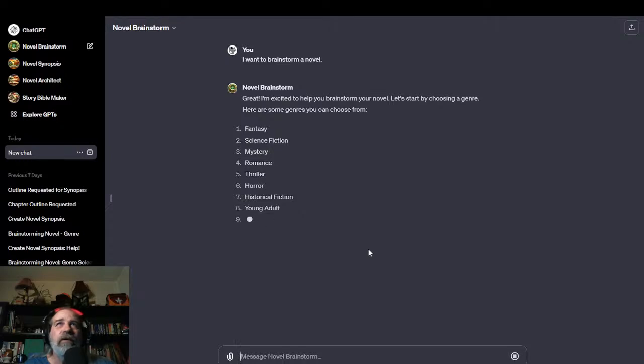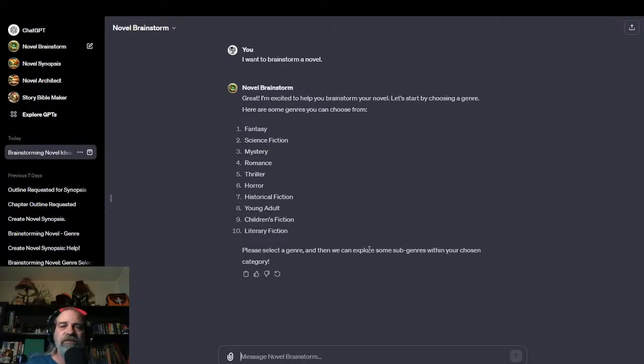It says, great, I'm excited to help you brainstorm your novel. Let's start by choosing a genre. Here are some genres you can choose from, and you can see it lists out 10 genres there. It says please select a genre, and then we can explore some subgenres within your chosen category. I like to write fantasy, so that's probably why it lists it at number 1, because I've tested this a few times already, and I've chosen fantasy each time.